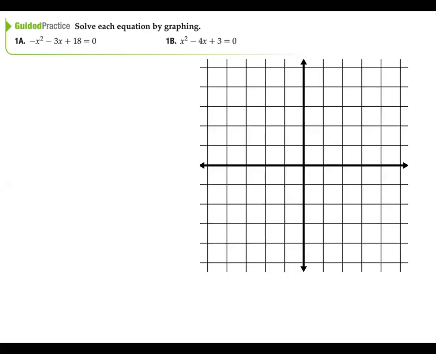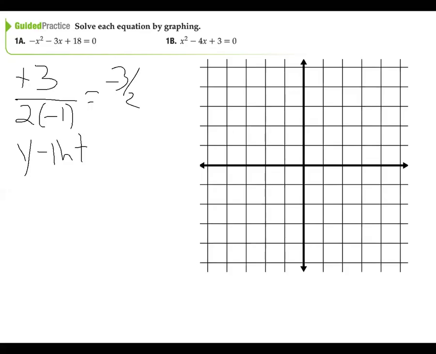Okay, we're back. So 1a, let's first get the vertex. It's negative plus 3 over 2 times -1. So that would be -3/2. And then the y-intercept is 18. You just plug 0 in for x in the equation. And then you plug -3/2 into the equation to get the y value.